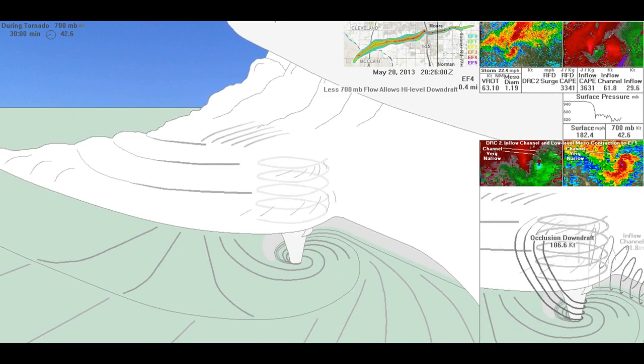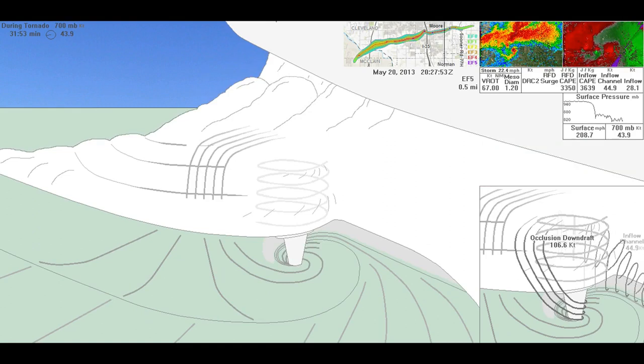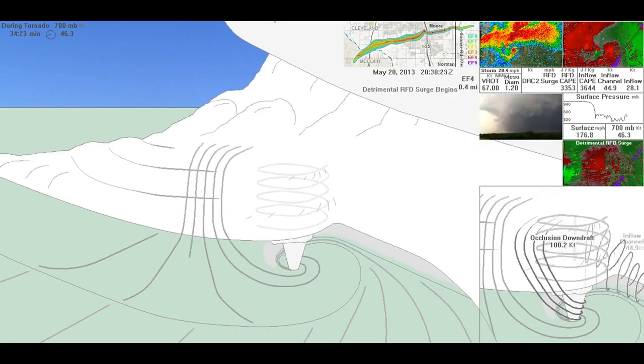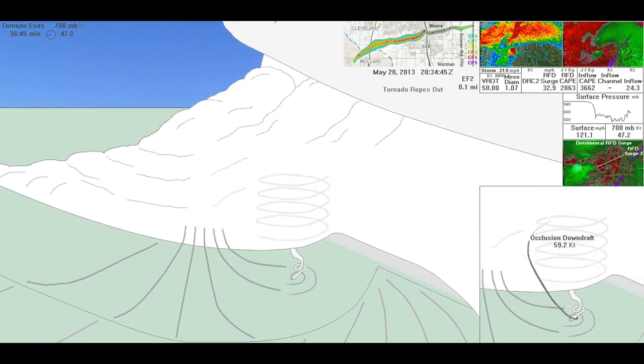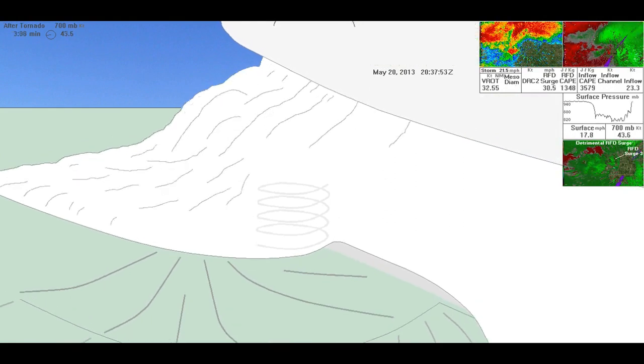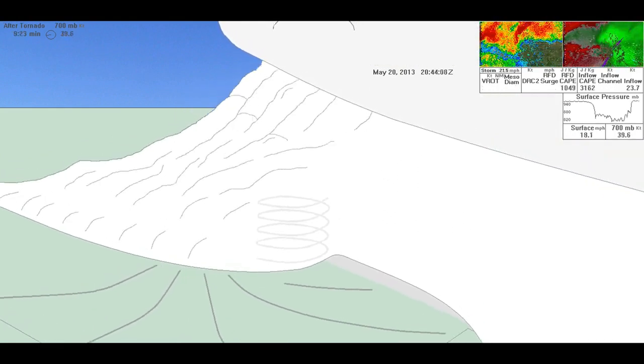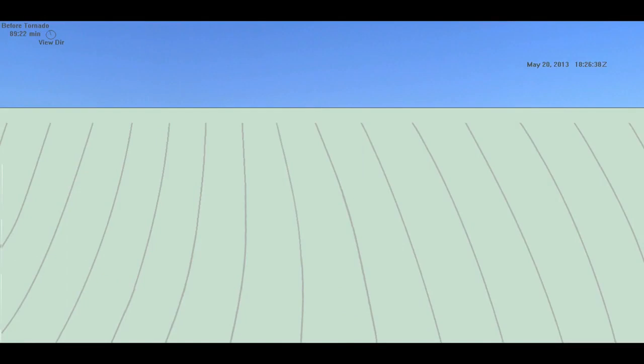But then as the winds that were impacting the storm weakened, the third surge of air came from upper levels, which was more cold and stable. And then when it hit the circulation, the tornado weakened. And so that's how the tornado on the Moore day developed and intensified and then dissipated.